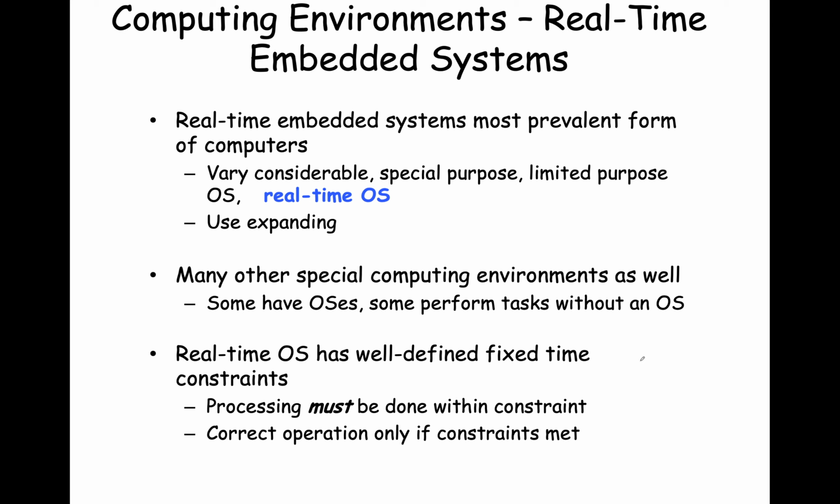And so computing environments also include real-time embedded systems. Now, real-time embedded systems are the most prevalent type of computers around because there are many more devices. If you think about things like your alarm clock, your washing machine, your electric meter on your home, there are many more devices around than there are computers.